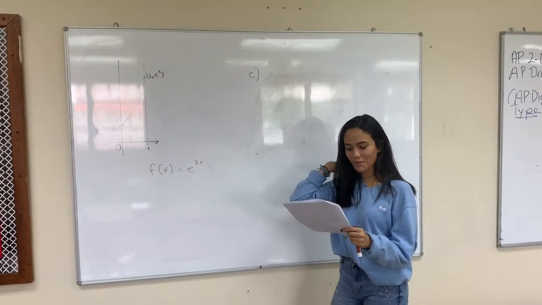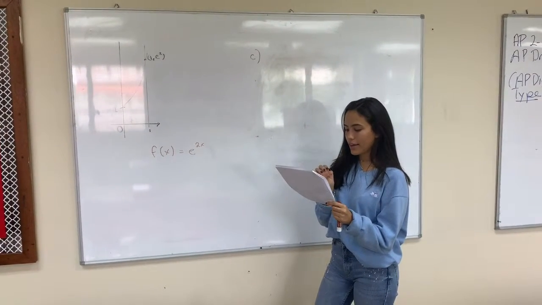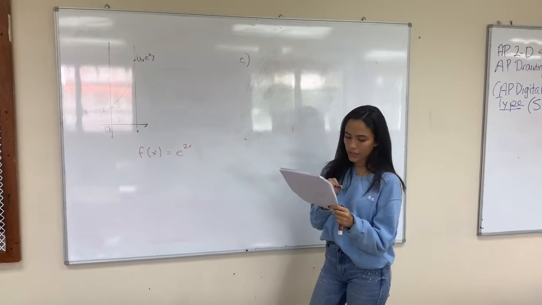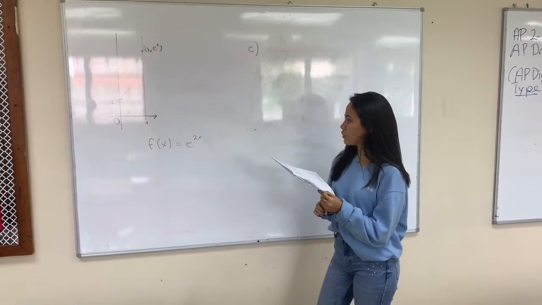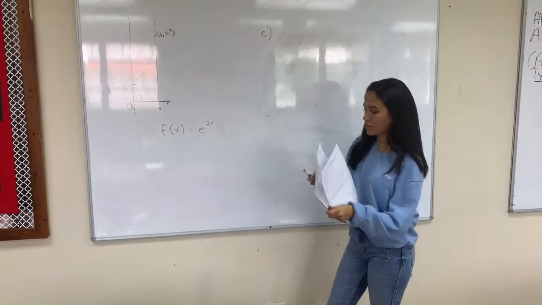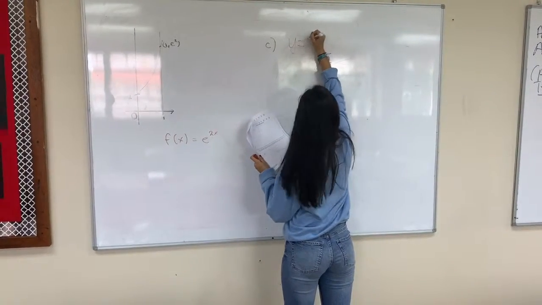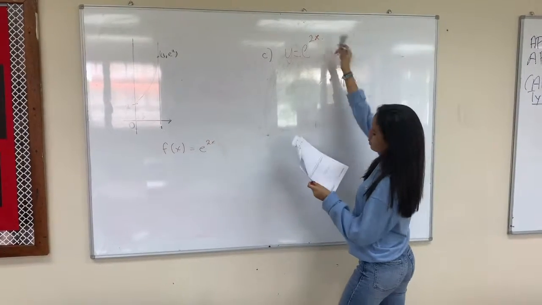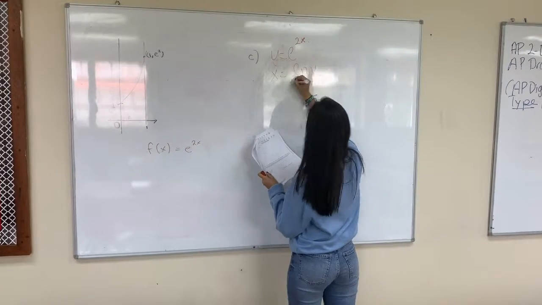Okay, so for problem C, region R forms the base of a solid whose cross sections perpendicular to the y-axis are squares. Write down, but do not evaluate, an expression involving one or more integrals that gives the volume of the solid. So here's f of x. The first thing that you have to do is change it in terms of y. So you basically have y equals e to the 2x, and then you have to solve it for x, which ends up being ln of y over 2.